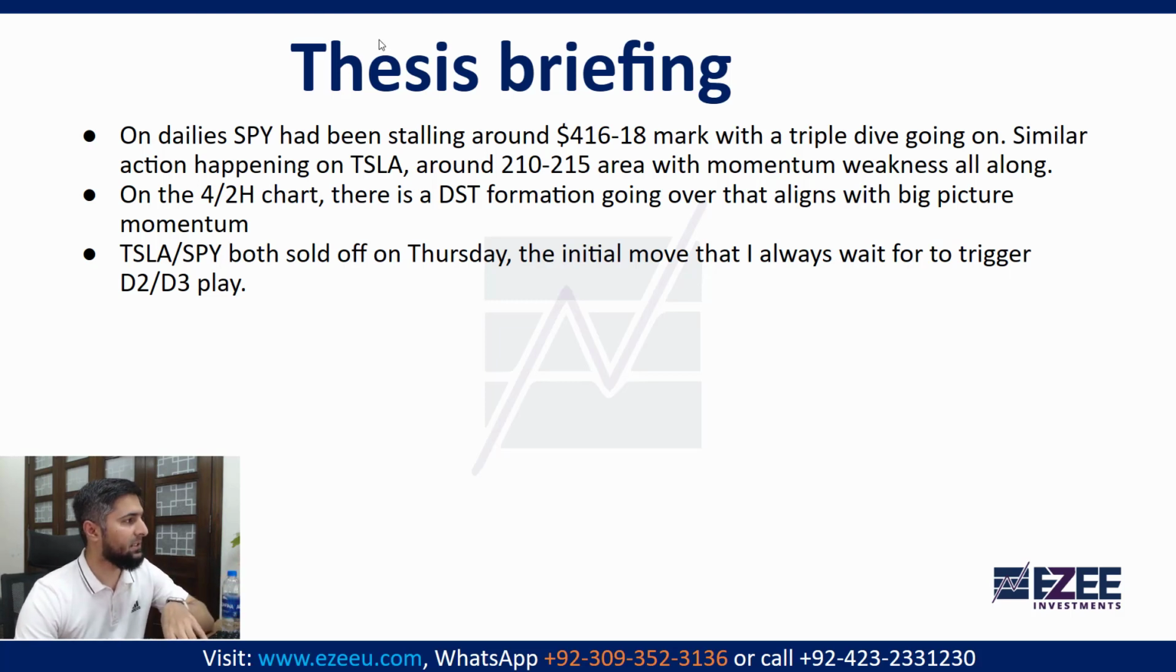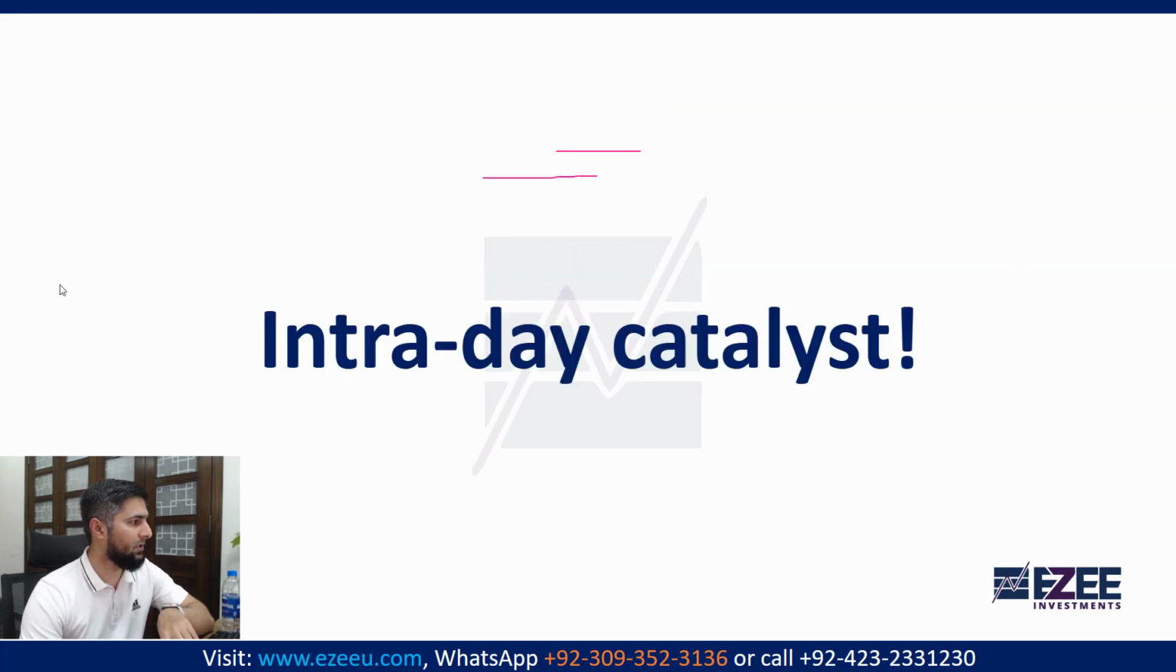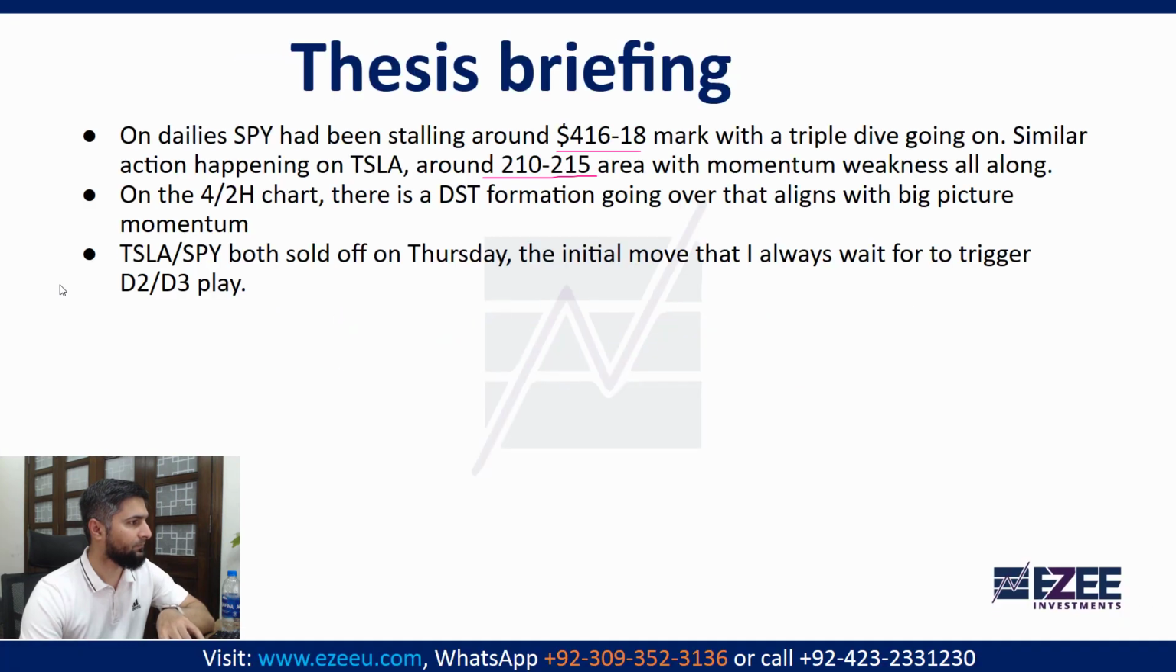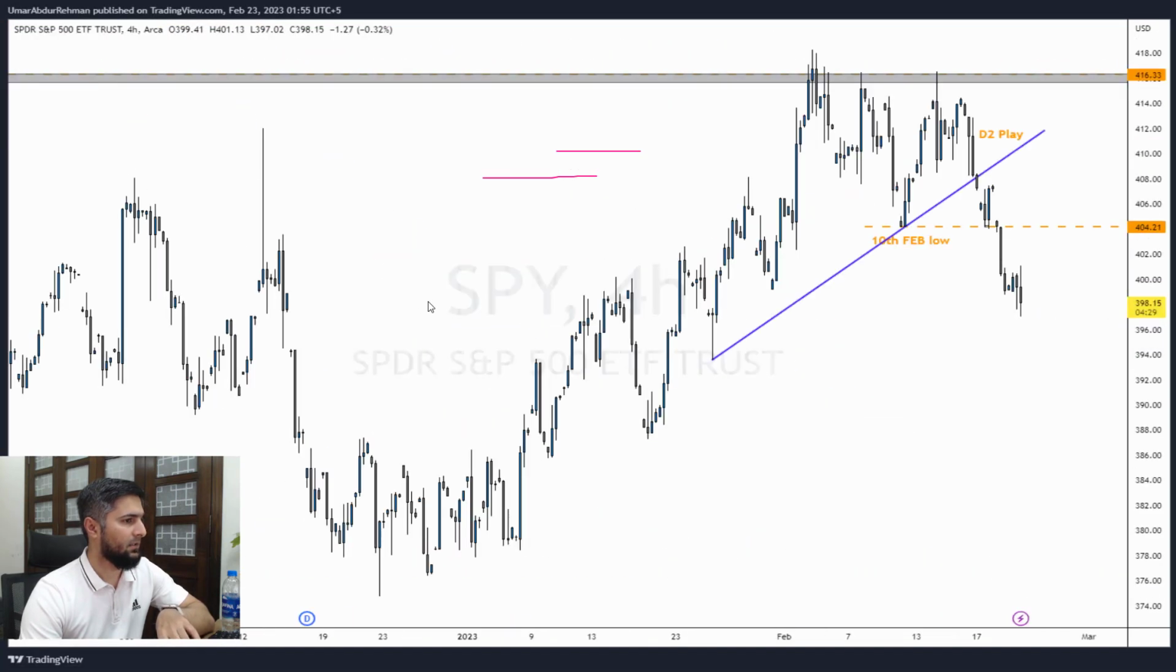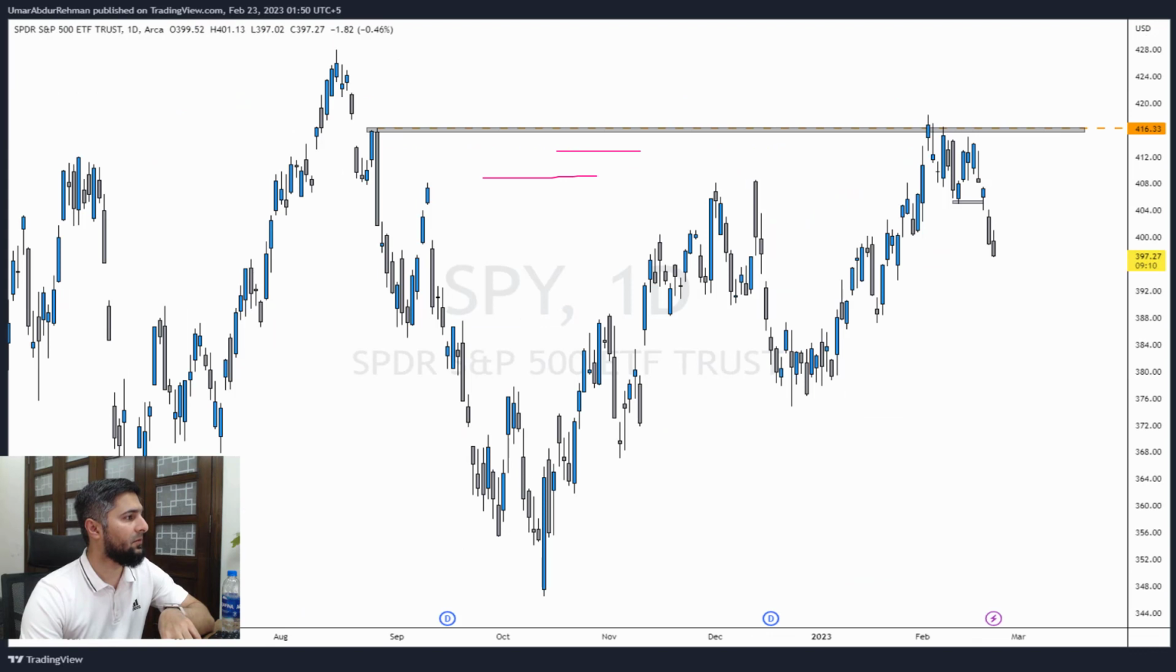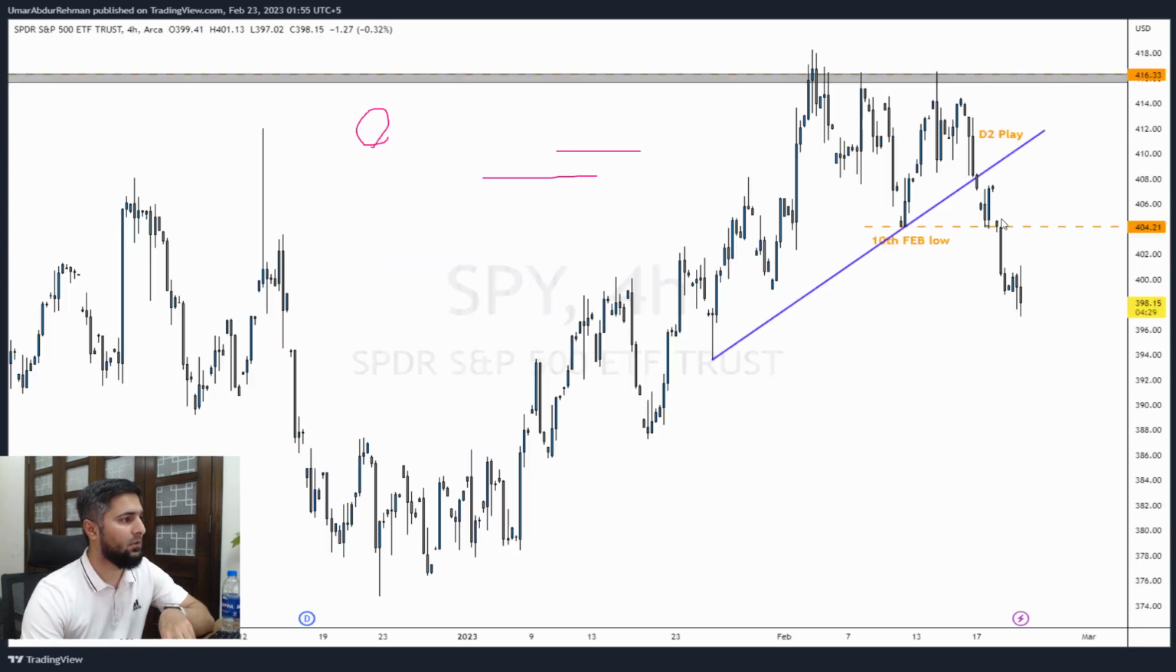So in this section, as you can see, SPY was stalling around the 416 to 418 mark with a triple divergence pattern going on. Similar action was happening on Tesla around the 210 to 215 area. Let me show you the old charts here. As you guys can see, SPY was testing its daily key levels here, and on the 4-hour chart you can see there were multiple rejections coming through this area, right?